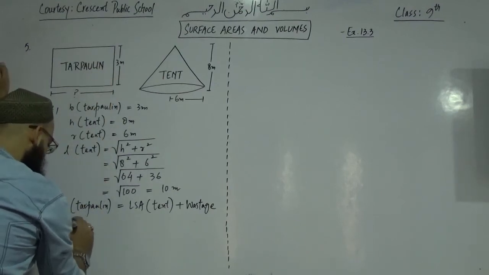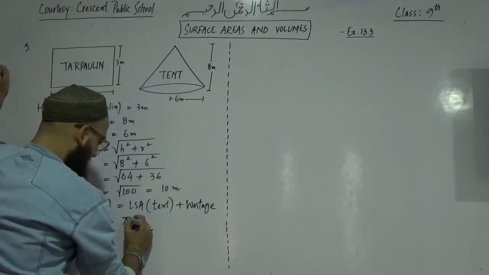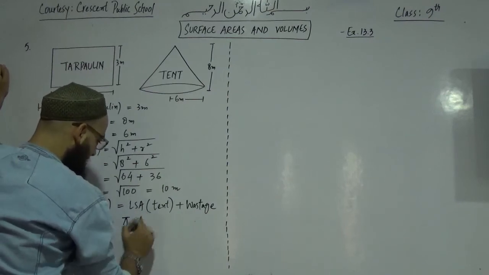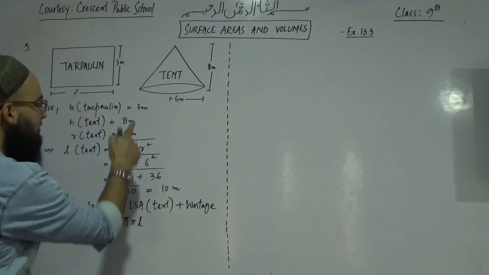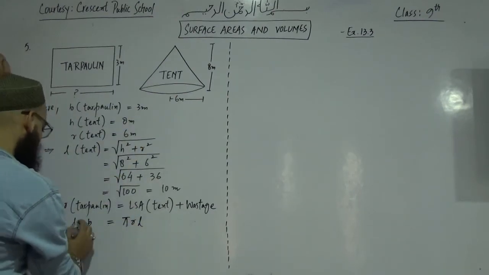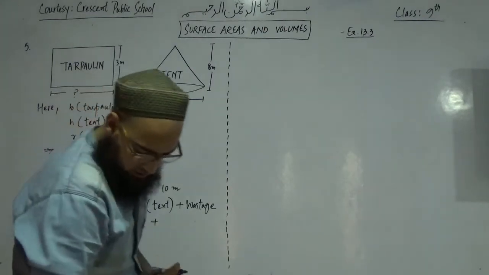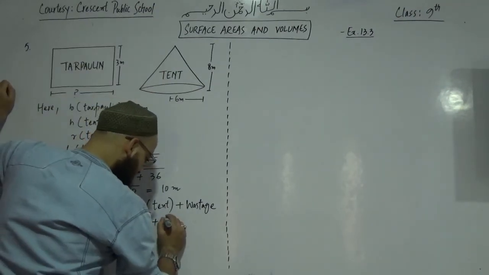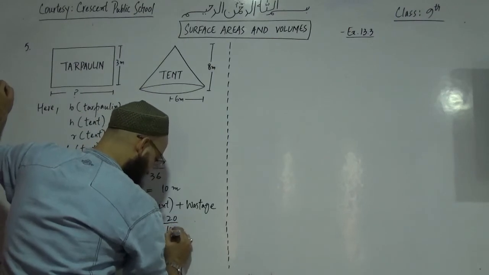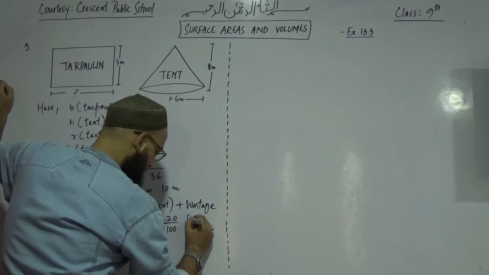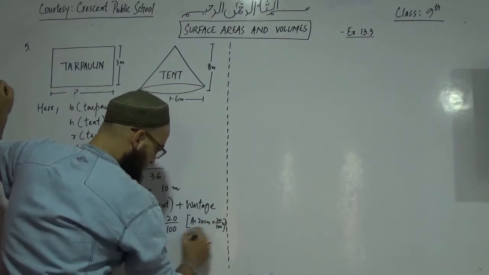So, it's length times breadth is equal to, now lateral surface area of tent is pi r l. This is slant height. So, this is length of tarpaulin and this is slant height of cone. So, these are different lengths. So, let me represent the length of tarpaulin as L dash. So, it's pi r l plus wastage, which is 20 centimeter. 20 centimeter means 20 by 100 meter, because we are dealing in meters. Got it?